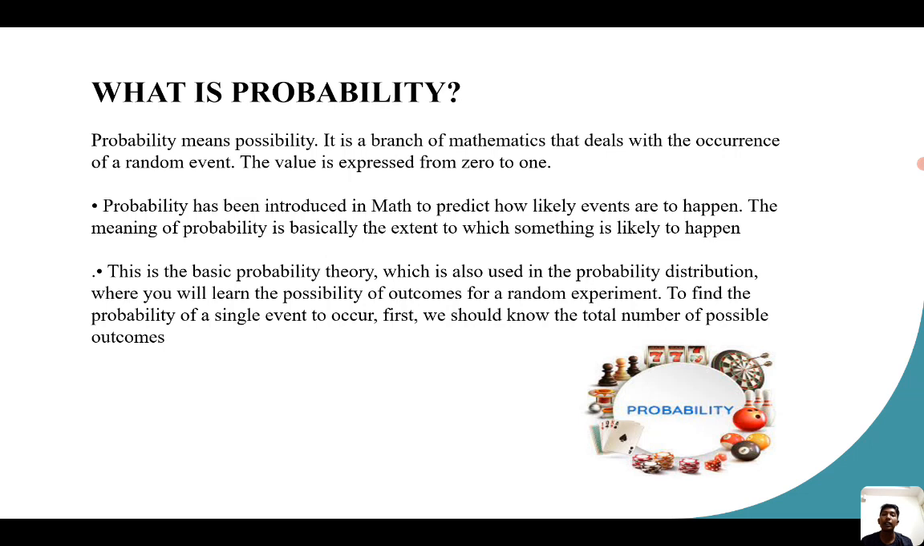This is the basic probability theory, which is also used in the probability distribution, where you will learn the possibility of outcomes from a random experiment. To find the probability of a single event to occur, first we should know the total number of possible outcomes.